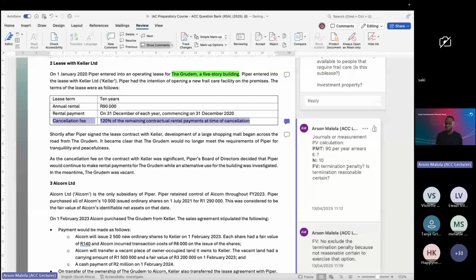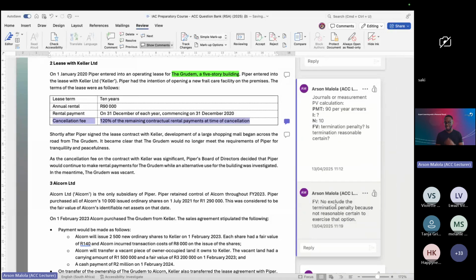Now, the first important piece to flag here is my train of thought, from an exam technique perspective. The FV is going to be 0, lease term is going to be 10, payments are going to be 19. But just saying FV 0 and moving on is playing with fire, if we're asked for a calculation or journals. You say FV 0 since not reasonably certain to exercise termination option. Okay, that is good exam technique.